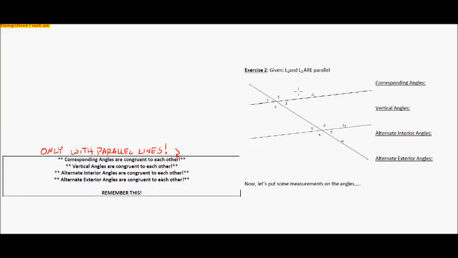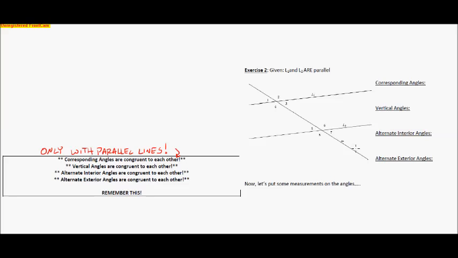Alrighty, so I cleaned everything up a little bit. Of course, you can leave your corresponding angles right there, but now let's talk about vertical angles. Vertical angles are very easy. You don't even have to jump from one set of angles to another. We still have one set of parallel lines here, cut by one transversal.